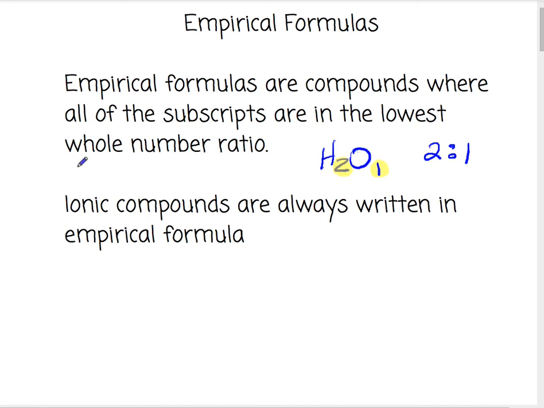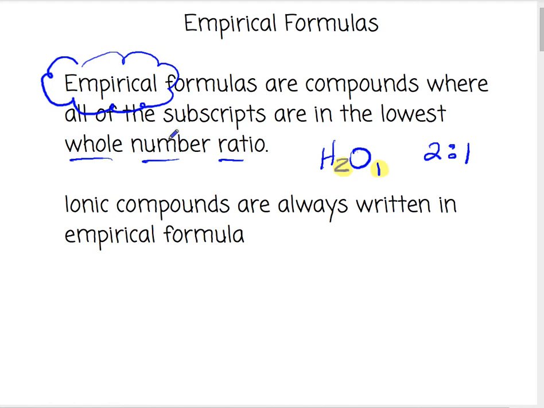And they are in the lowest whole number ratio that we can get. We cannot reduce the 2 to the 1 any further. When they're in the lowest whole number ratio, we can say that we have an empirical formula. Now, you're going to be asked on a Regents exam to figure out which of the following is an empirical formula. Or they're going to give you a compound and say, what is the empirical formula for this compound?